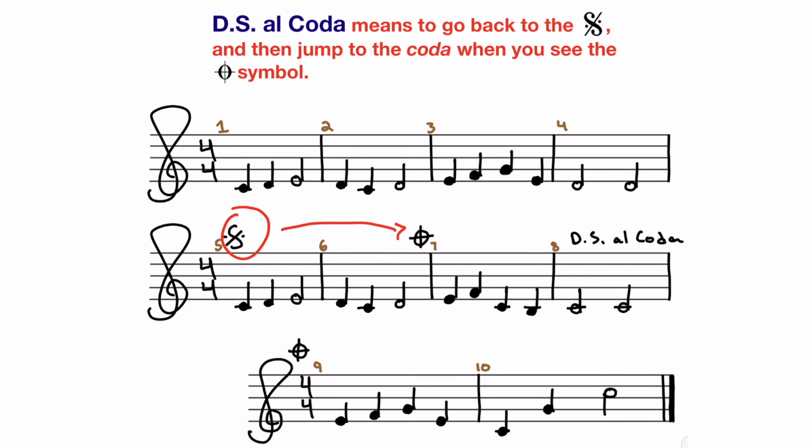Once we get to this coda marker, it's telling us to jump, it's kind of like Chutes and Ladders, I guess, to the coda section, and then we'll play to the end. Here we see the double bar line. So playing this from the beginning, it sounds like this. Here's our instruction. Back to the sign. Jumping to the coda.